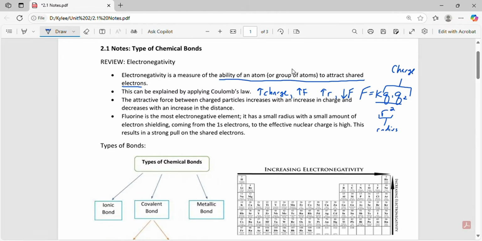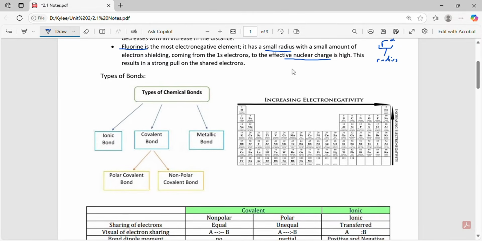So, electronegativity, the ability of an atom or group of atoms to attract shared electrons. This can be explained by Coulomb's law. Fluorine is the most electronegative atom, and the reason for it is because it has a small radius, so it's going to have a large F value, and it has a high nuclear charge. So it has that perfect combination of having both a small radius, so r is small, and Q is big, therefore F is very large. So fluorine is the most electronegative atom that we have.